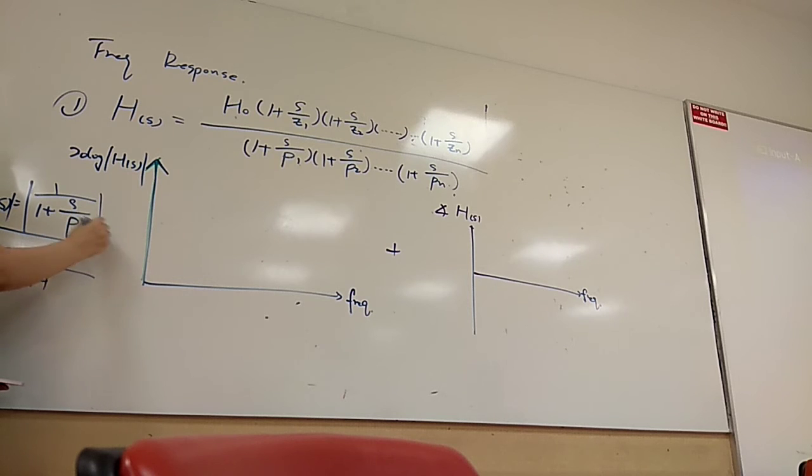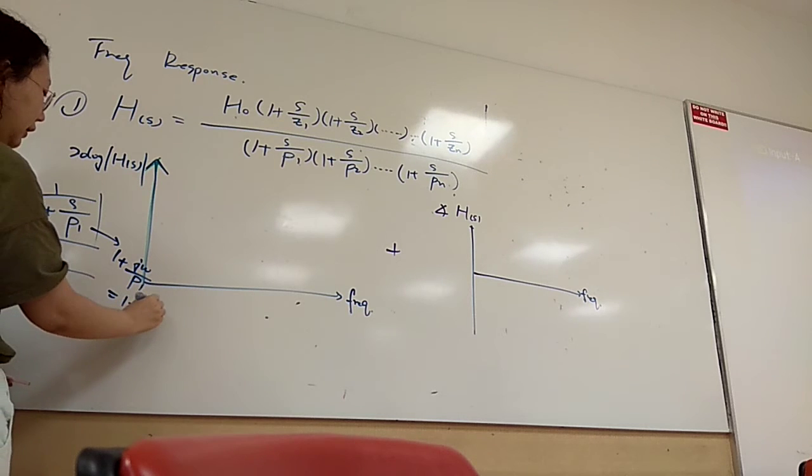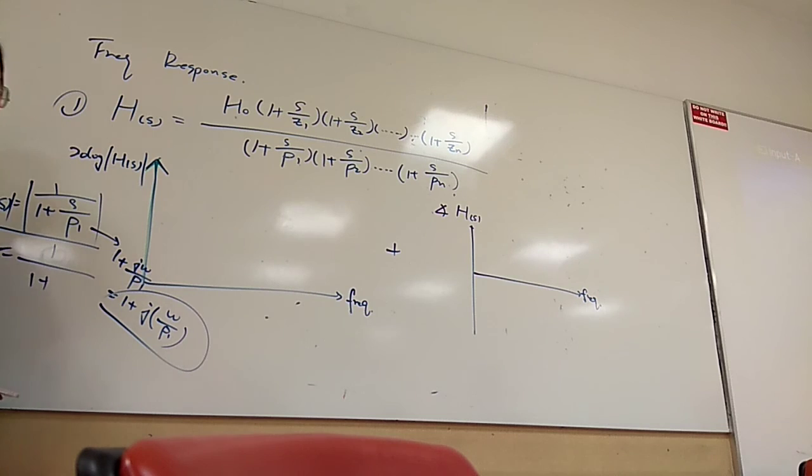squared. This term is your 1 plus j omega over p1. What's the modulus of this complex number? The square root of 1 plus omega over p1, squared. This is math. This is not circuit. Okay.